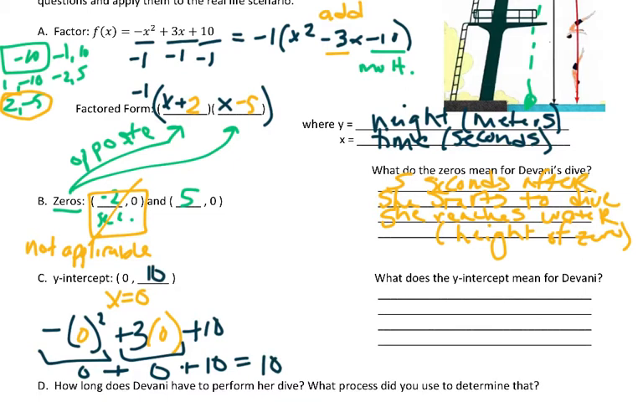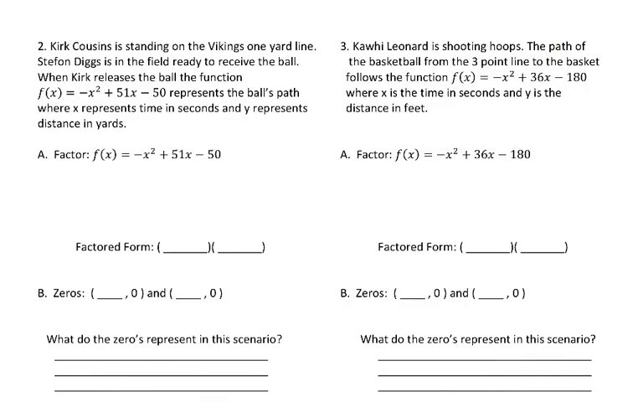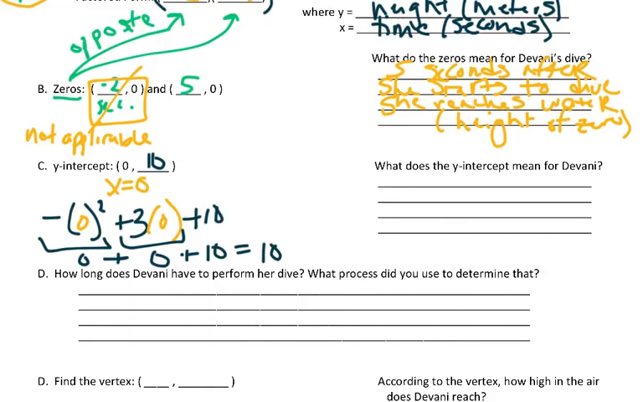So the y-intercept means that there are going to be 0 seconds, but then 10 meters. And so that just means that Devani starts at 10 meters of a diving board. So again, a 10-meter diving board above the water. It means they're diving from the 10-meter platform.